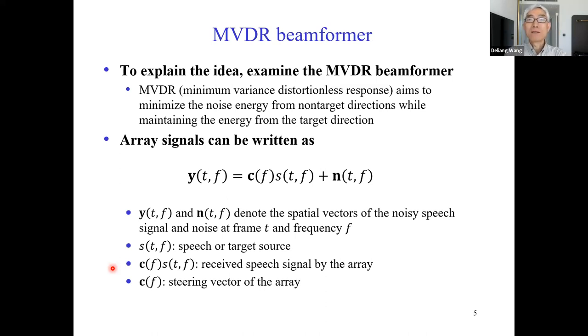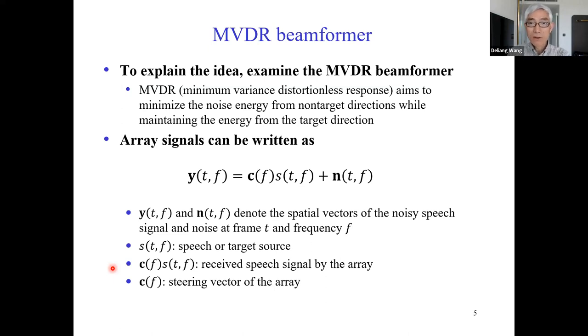So let me explain this idea a little bit further because this is going to be utilized later. Let's take perhaps the most widely used beamformer as an example, which is the MVDR beamformer. MVDR stands for minimum variance distortionless response. And the purpose of this beamformer is to minimize the noise energy coming from non-target directions, or directions that do not correspond to the steering vector, while maintaining the signal coming from the target direction.